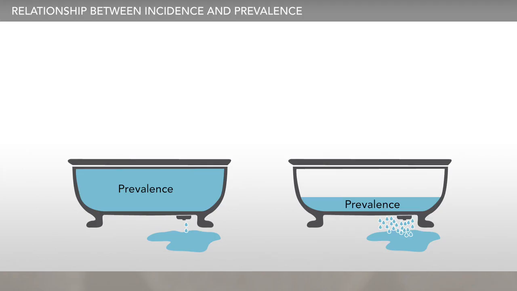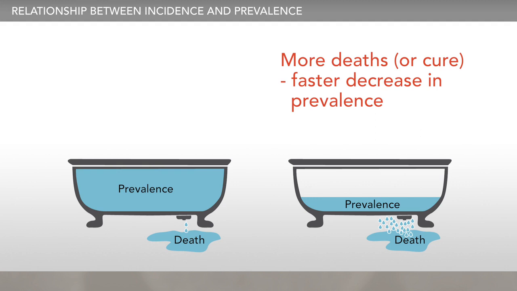However, another factor also influences the water level. This is the speed at which the water is drained from our bathtub. If the water leaves the bath at a slow rate, such as on the left-hand side of this diagram, then any decrease in the water level will be small. On the other hand, if the rate of water drainage is fast, such as on the right-hand side of this diagram, then the water level is likely to dramatically decrease. Here, the water drainage is analogous to the rate at which people die, or are cured, of the condition. Higher death rates, or cure rates, will result in a faster decrease in prevalence.